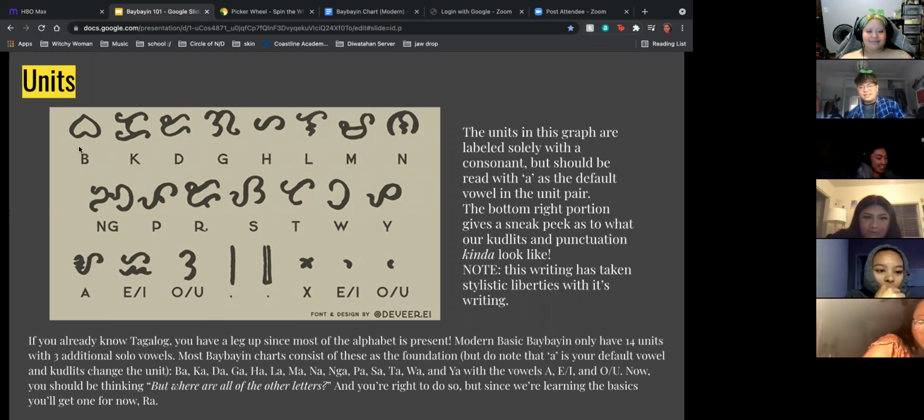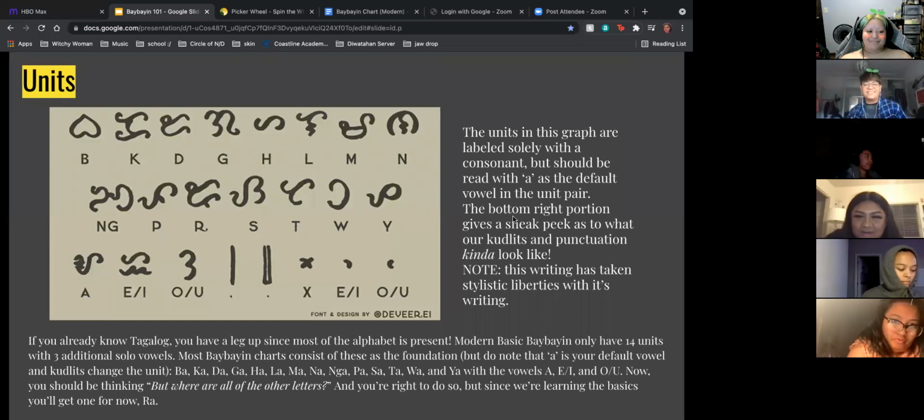The unit ba with an E, the sing or is it the tuldok? Oh no, wrong. Sing above, because it's an E sound. Yeah. I know. I never learned the sing tuldok thing. Really? Yeah, because when I learned it, it's just top or bottom.